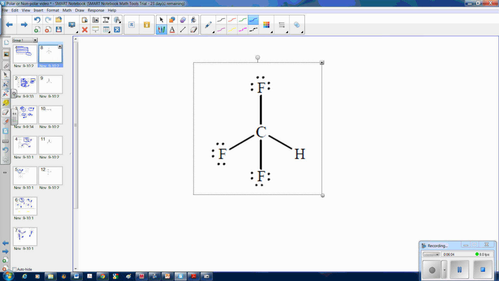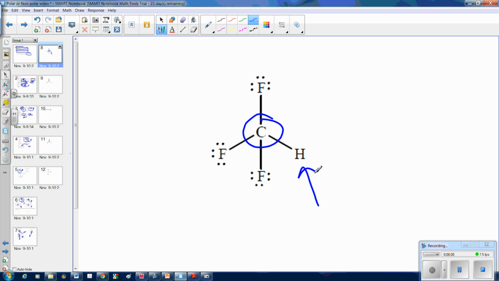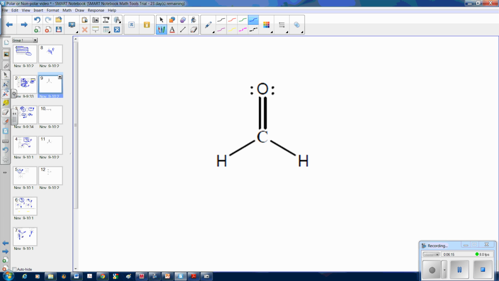This molecule, would you say is polar or nonpolar? Well, no lone pairs of electrons, but I have a different terminal atom, which automatically makes that molecule polar. Next one. Look at this little structure, different terminal atom, automatically is going to make this molecule polar. Next one.